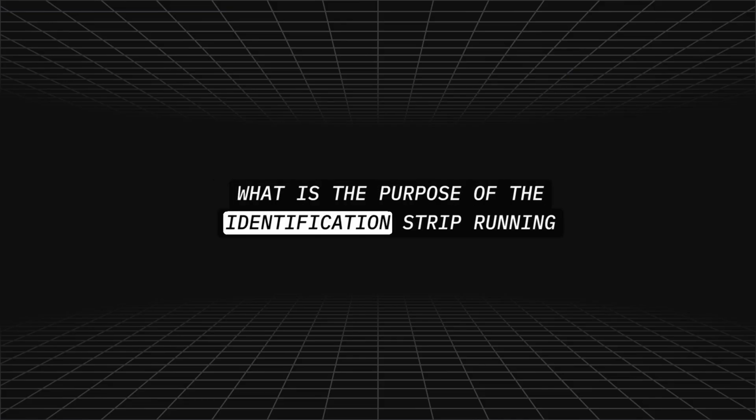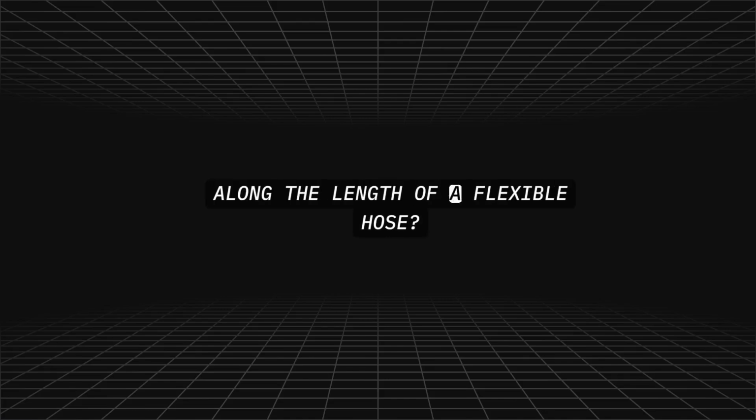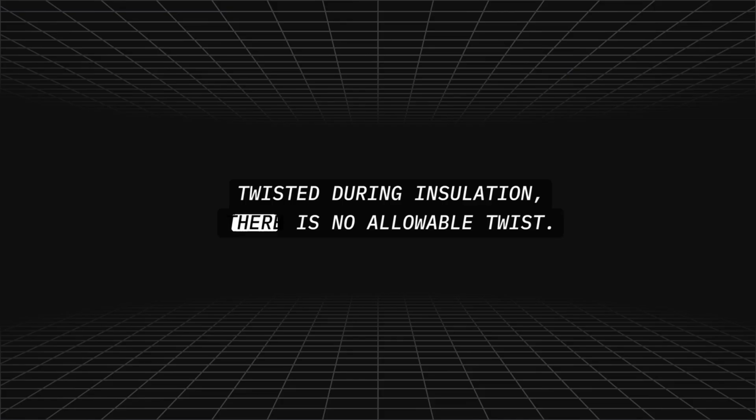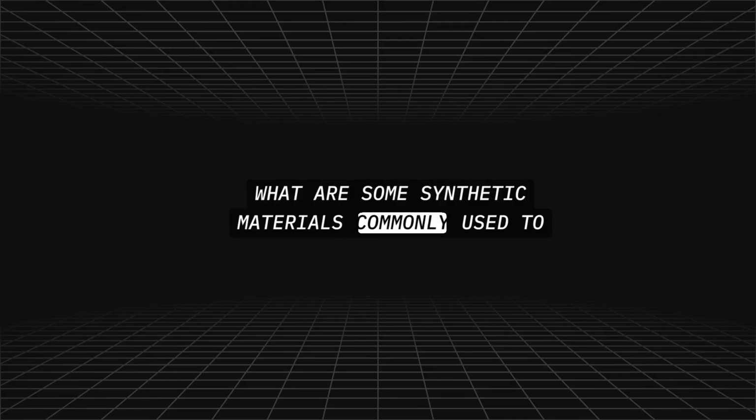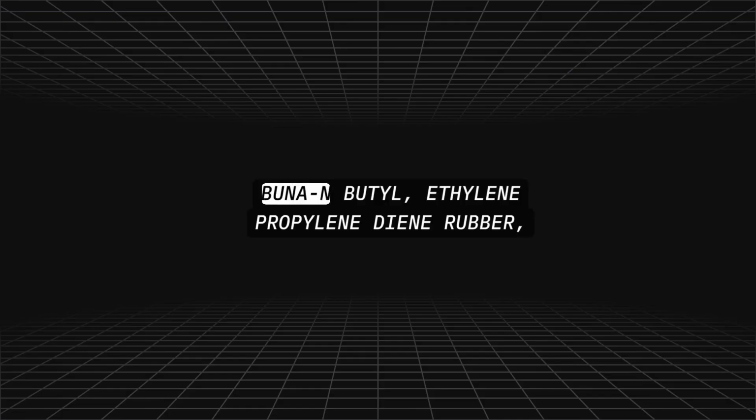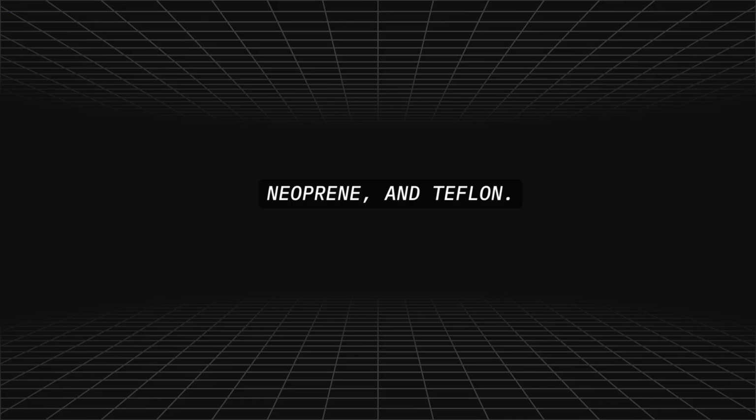What is the purpose of the identification strip running along the length of a flexible hose? The stripe is called a lay line and indicates if the hose has twisted during installation. There is no allowable twist. What are some synthetic materials commonly used to manufacture flexible hoses? Butadiene, butyl, ethylene propylene diene rubber, neoprene, and Teflon.